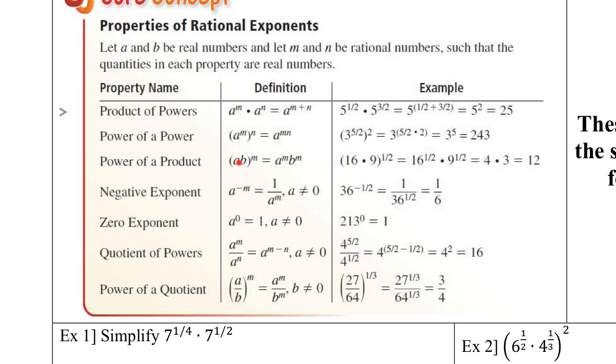If you have two things multiplied raised to an exponent, that means the individuals are both raised to that exponent as well. So 16 times 9 to the 1/2 means you have 16 to the half times 9 to the half as well. Negative exponents, we don't like negatives as far as simplifying, so don't leave negatives in your simplified version.